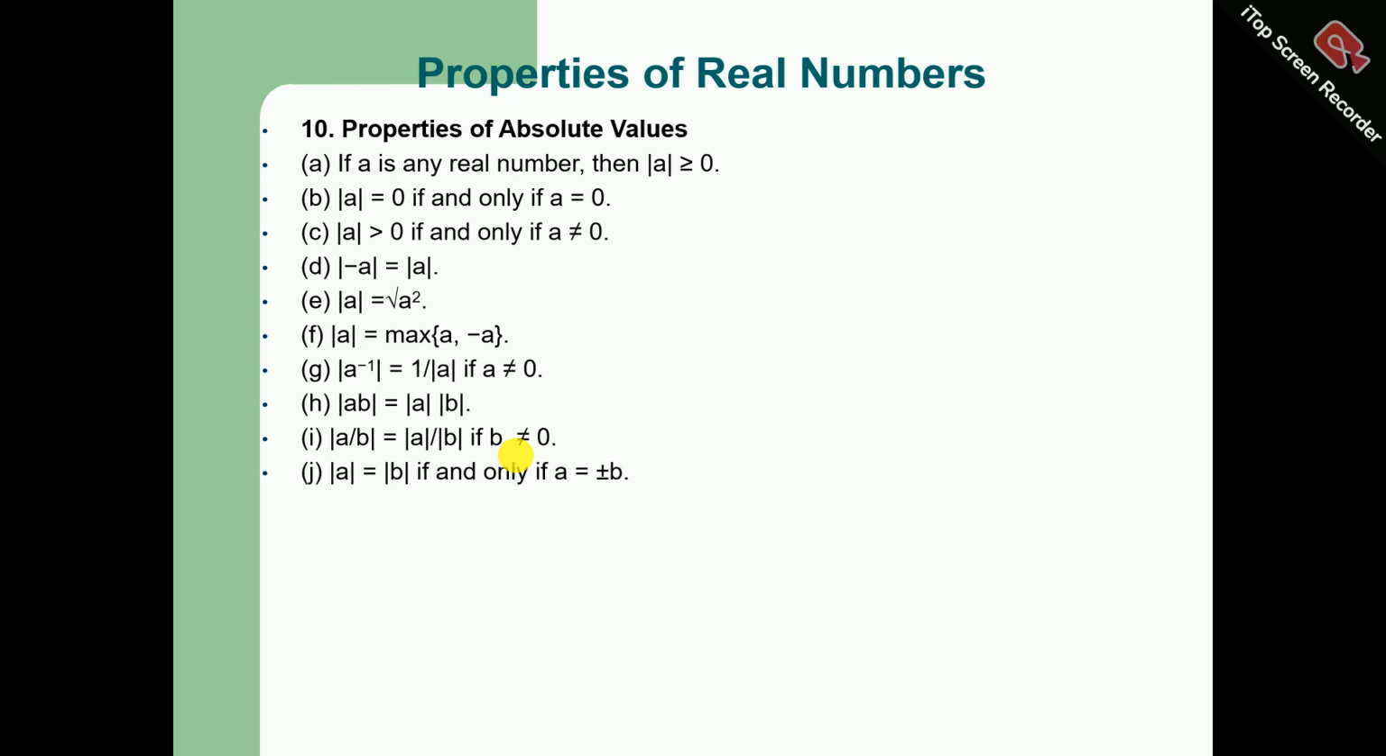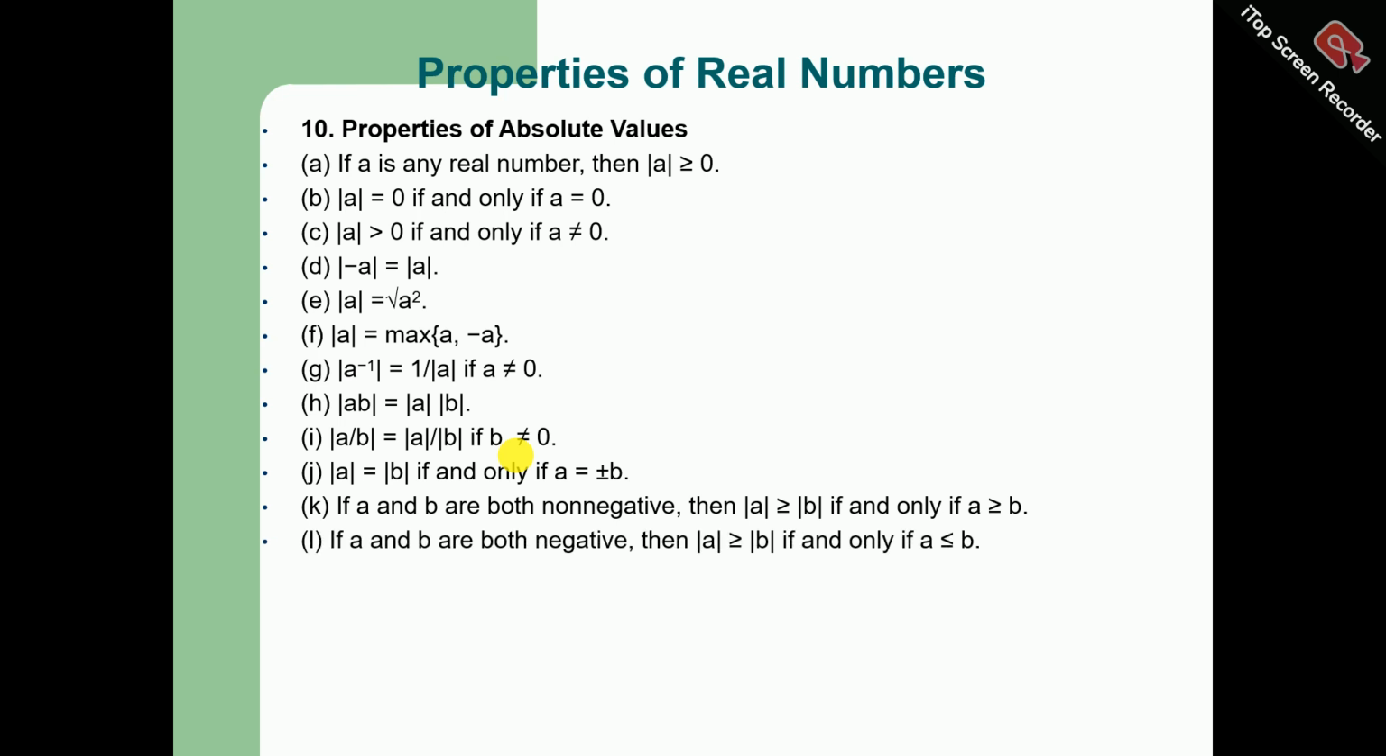The absolute value of a is equal to the absolute value of b if and only if a is equal to plus minus b. If a and b are both non-negative, then the absolute value of a is greater than or equal to the absolute value of b if and only if a is greater than or equal to b. If a and b are both negative, then the absolute value of a is greater than or equal to the absolute value of b if and only if a is less than or equal to b.